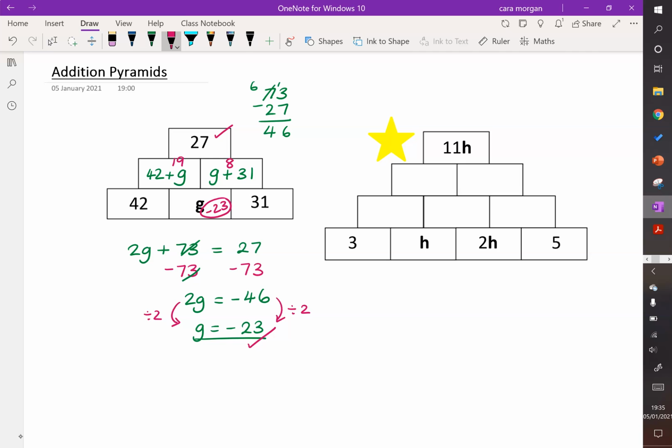Sometimes you do need to go a little bit slowly. I get very confused very easily. I don't know about you.